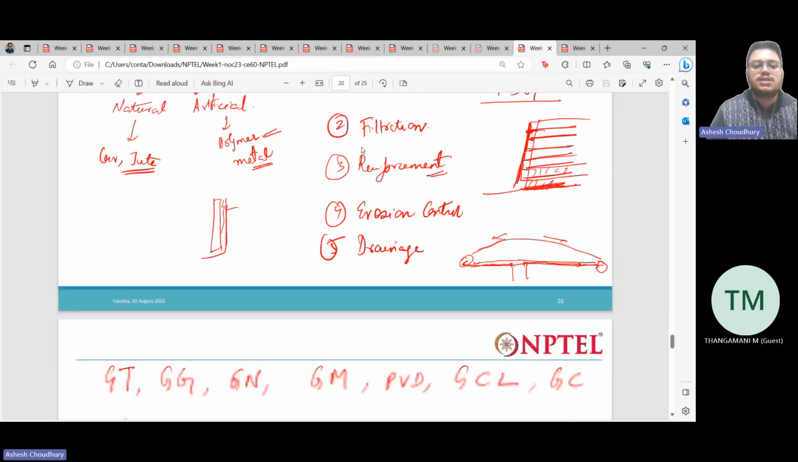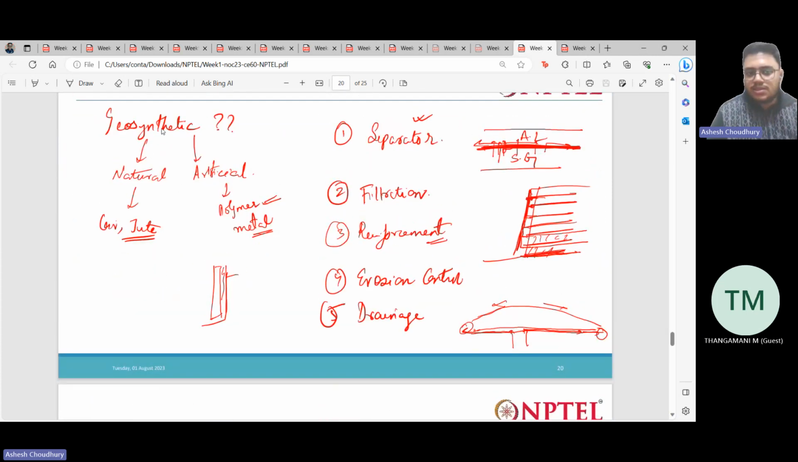Basically there are natural geosynthetics and artificial geosynthetics. Natural geosynthetics are very important for sustainability reasons. They are mostly made up of coir and jute. Why are natural geosynthetics important? They are important from the point of view of sustainability and also environmental impact. Then we have artificial geosynthetics, which are made up of polymers or metals.